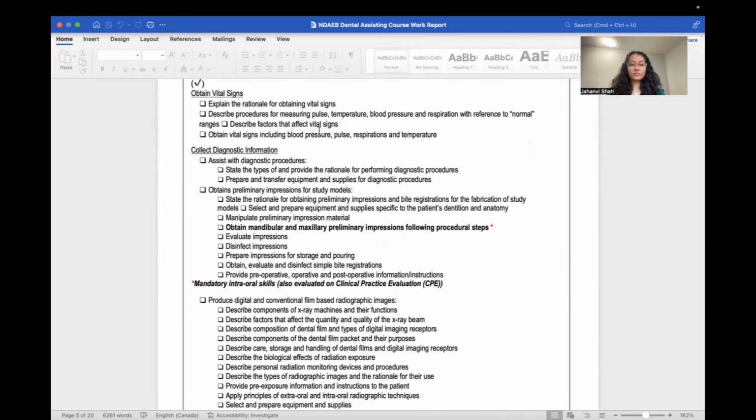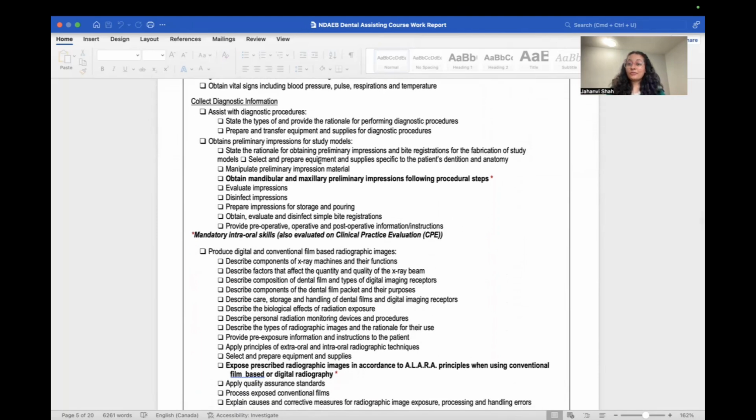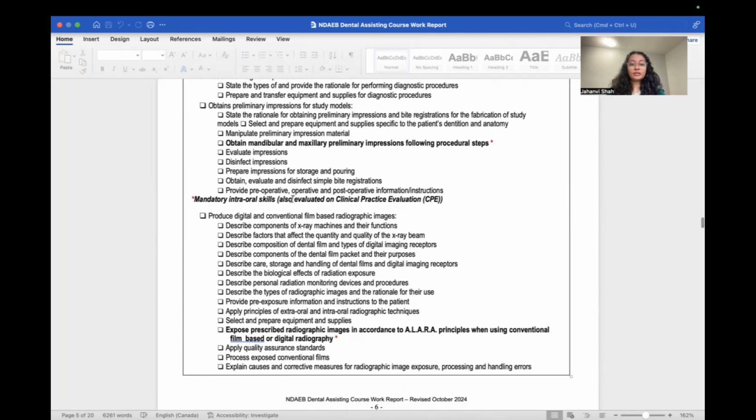Explain the rationale for obtaining the vital signs, describe factors that affect vital signs, taking blood pressure, pulse, temperature, etc. Collect diagnostic information, assisting with the diagnostic informations like providing the rationale for the diagnostic procedures to how to do it correctly, in what situations you will do them, and of course getting the preliminary impressions for study models to obtain both mandibular and maxillary preliminary impression following the procedure step.